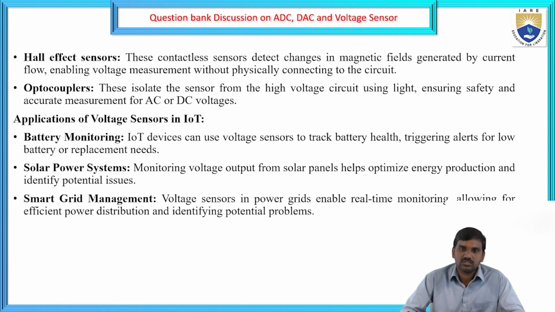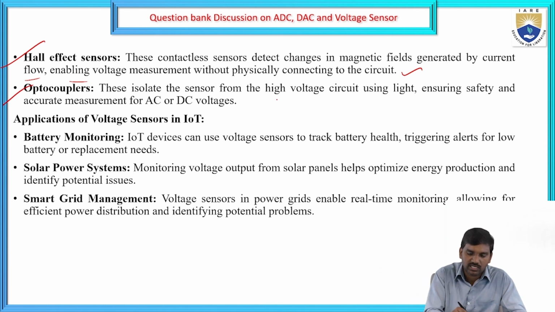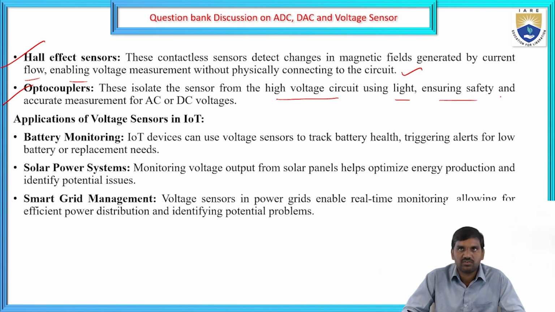The contactless sensors can detect changes in the magnetic field generated by current flow, enabling voltage measurement without physically connecting to the circuit. So that is the Hall effect sensor. The last one, optocouplers. Here these isolate the sensor from the high voltage circuit using light, ensuring safety and accurate measurement for AC or DC voltage. So this is the optocoupler.